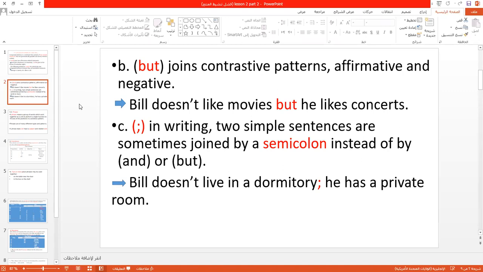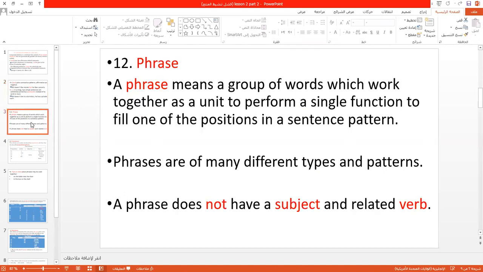Good. Let us go to a new topic, that is a phrase. And always we hear about this topic. In this lesson we are going to see what we mean by a phrase, what is a phrase, and what are the differences between a phrase and a sentence. Good. What is a phrase?